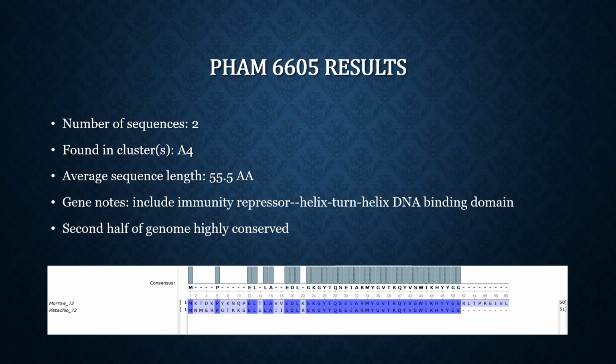So, looking at our first result, FAM 6605, it had two sequences in it. The phages were found in cluster A4. The average sequence length was 55.5 amino acids, and the gene notes included immunity repressor, helix turn helix, DNA binding domain. And as you can see, the half of the genome from about here over is pretty well conserved. The left half is a little iffy.